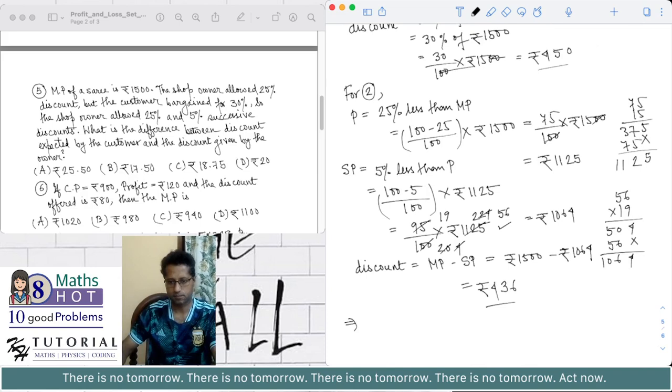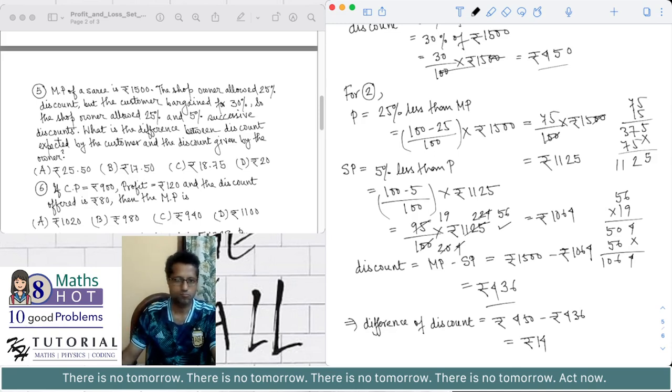This implies that the difference of discount is equal to rupees 450 minus rupees 436. This is equal to rupees 14, but it is not matching with any of the choices.